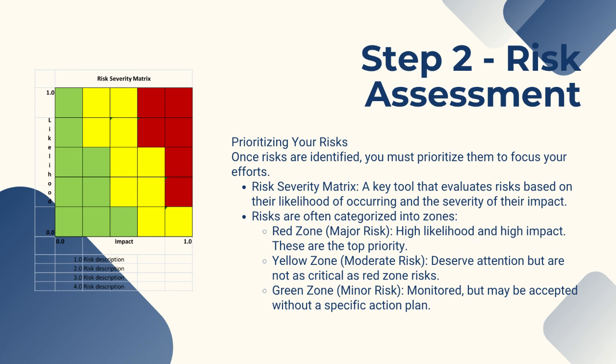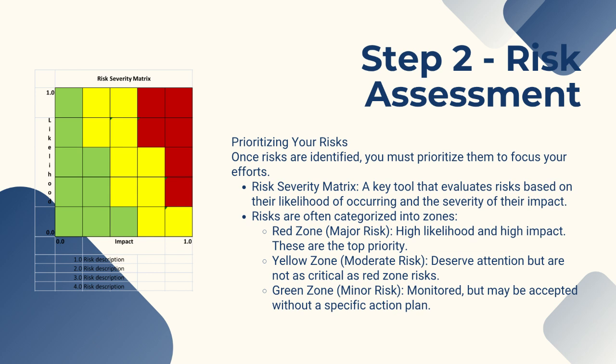Once we have our list of risks, we need to prioritize them in Step 2, assessment. We can't address everything with the same level of intensity, so we need to focus our efforts where they matter most. A powerful tool for this is the Risk Severity Matrix. This matrix helps us visualize risks by mapping their likelihood of occurring against the severity of their impact on the project. This creates 3 distinct zones.